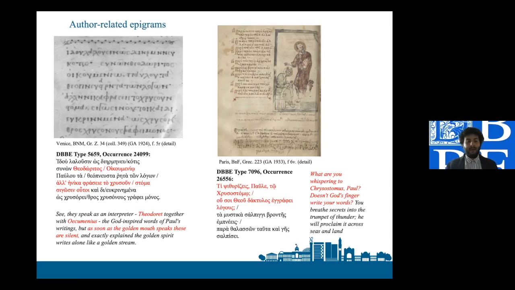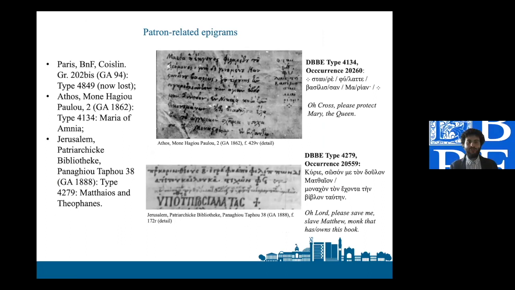The second category of epigrams that I'm going to discuss with you today includes the so-called patron-related epigrams. Among the 89 manuscripts of the Pseudo-Oecumenian Catena on the Pauline letters, only three epigrams are recorded as patron-related epigrams in the DBBE database. The first is present in the manuscript GA 1994, now lost, but the description is provided by Devreesse in his catalogue of the Coislin manuscripts. The second one is added after the stichometry and the subscription of the Revelation at the end of the manuscript GA 1862, and it mentions Basilissa Maria. This Basilissa Maria has to be identified with the 11th century Maria of Alania, wife of Michael VII Doukas, rather than the 9th century Maria of Amnia, wife of Constantine VI.